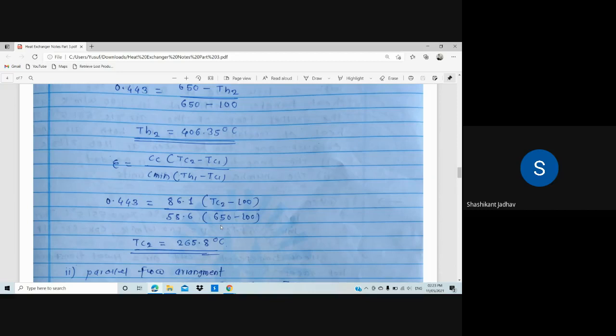Okay, so we get the value of Tc2 as 265.8 degrees Celsius. So Th2 and Tc2, this is the outlet temperature for the hot fluid and cold fluid for the counter flow arrangement. Now we have to find out the values of Th2 and Tc2 for the parallel flow arrangement.